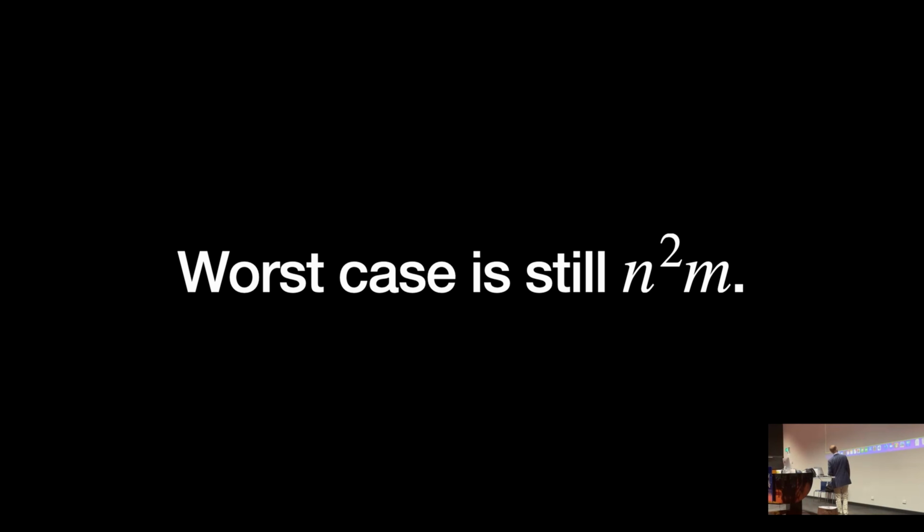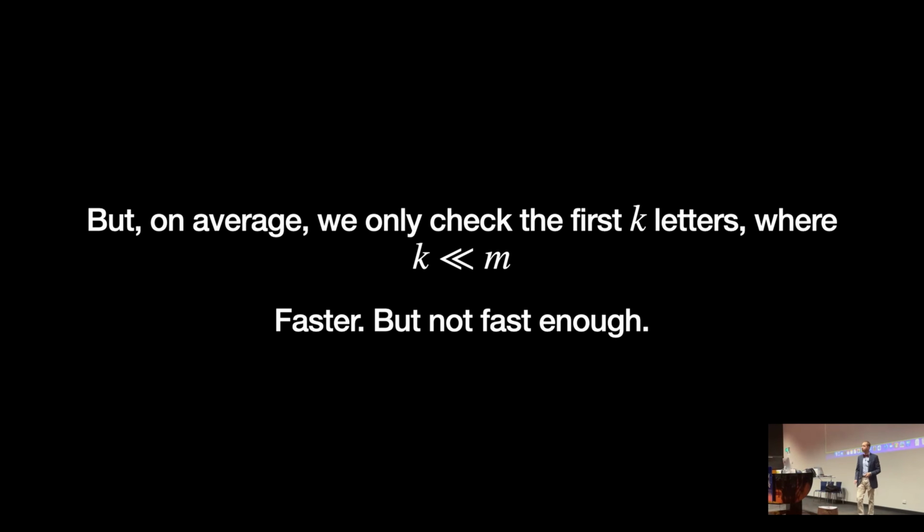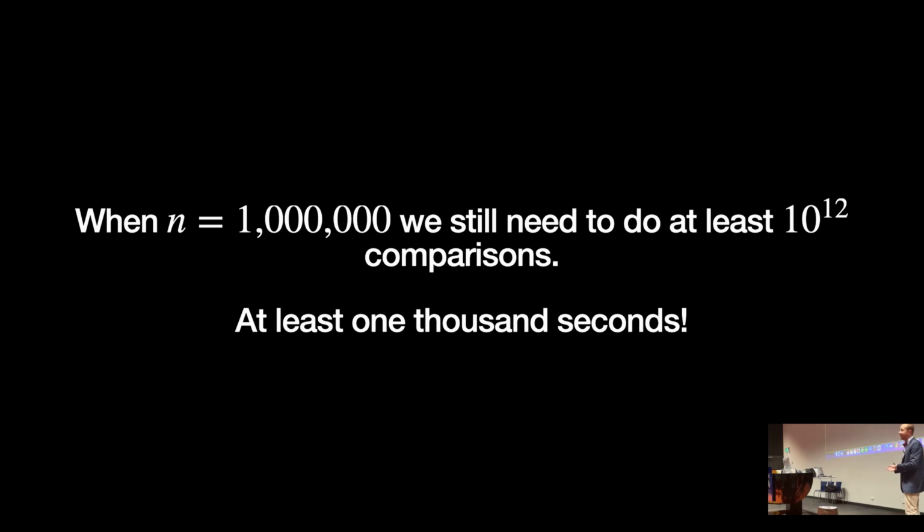So on average, as we discussed, we only have to check k letters, and k is going to be much smaller than m, so faster, but not fast enough. When n is 1,000,000, we're still going to need at least 10 to the 12 comparisons, and that's at least 1,000 seconds. So it hasn't helped with our grand scheme of finding all the repeats in all of War and Peace.